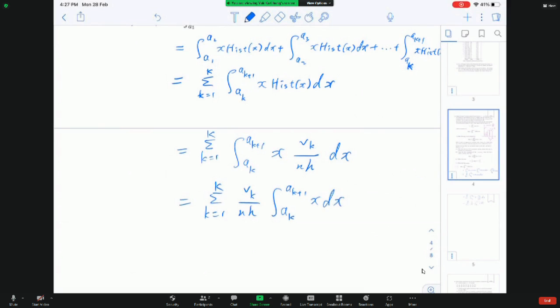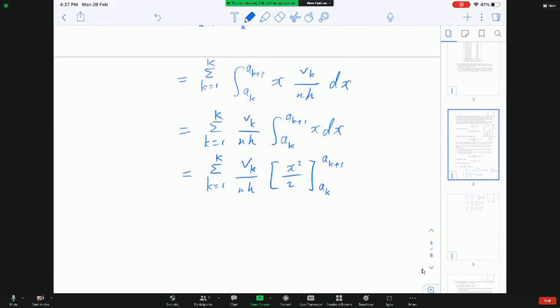So each of these terms will be just an integral of x, and I guess all of you know how to do this integration. The integral of x will be x squared divided by 2, evaluated from a_k to a_(k+1), because these are the input limits. So we substitute a_(k+1) into this, substitute a_k into this, and get the difference.